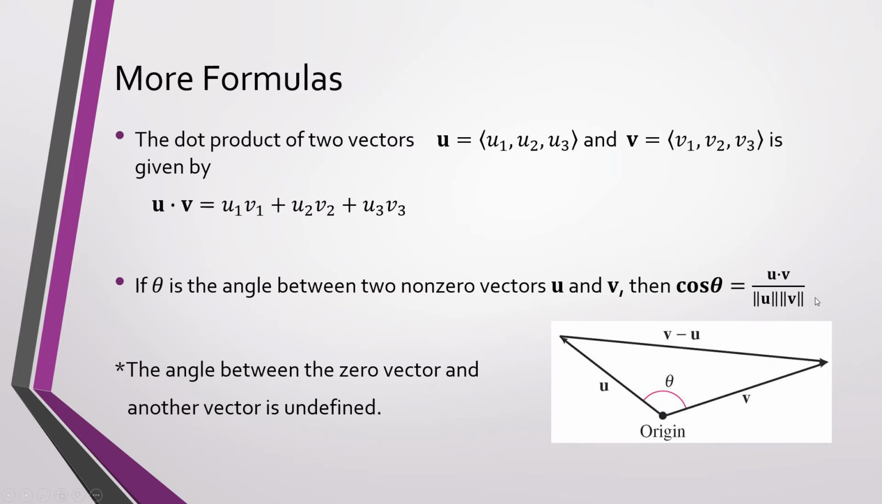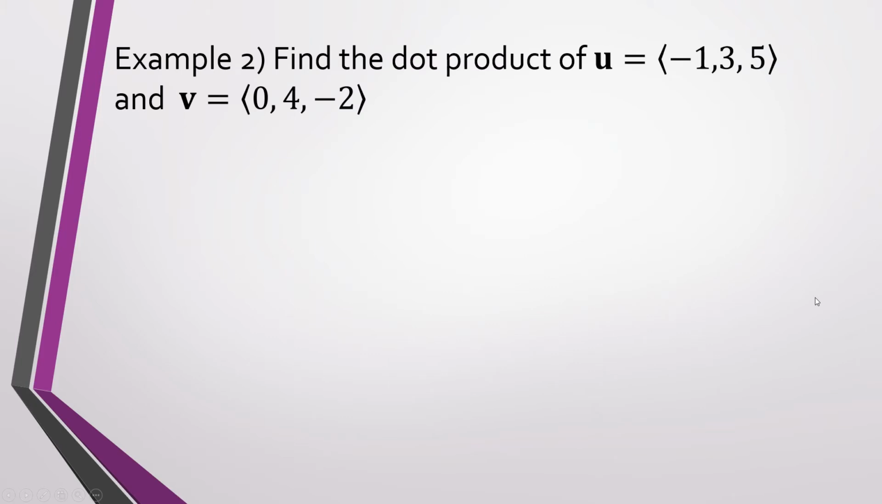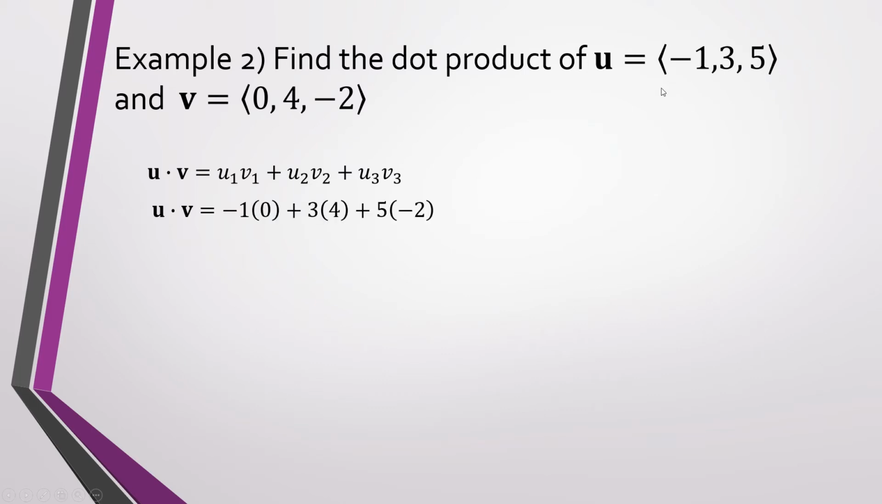That is undefined. All right, so example 2, we're going to find the dot product of vector u with components of -1, 3, and 5, and vector v with components of 0, 4, and -2. So there's our formula again. If we substitute in our components, u sub 1 is -1, v sub 1 is 0, plus u sub 2 is 3, v sub 2 is 4, plus u sub 3 is 5, and v sub 3 is -2.